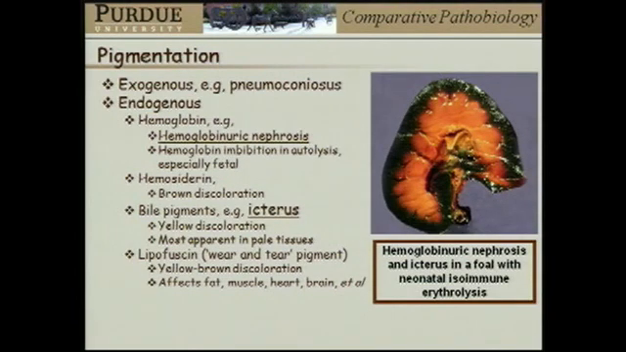Myoglobin can look quite similar, but one way that you can tell that this is hemoglobin urate nephrosis rather than myoglobin urate nephrosis is the fact that it is accompanied by icterus. And we expect hemoglobin urate nephrosis to be accompanied by icterus. We would not expect myoglobin urate nephrosis to be accompanied by icterus.